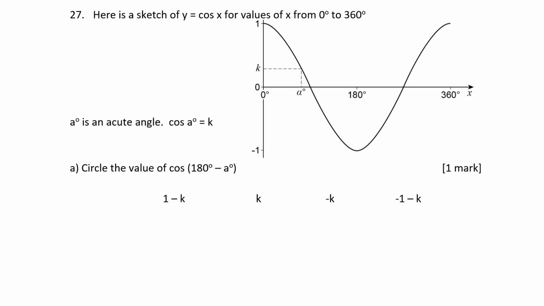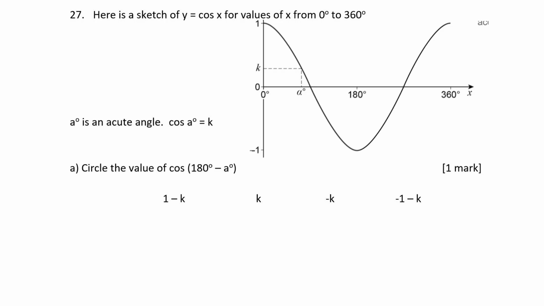Question 27. Here is a sketch of y is equal to the cos of x for values of x between 0 and 360 degrees. And we've got the very familiar cosine curve there, starting at 1 and going down to 0 when alpha or x is 90. We're told that alpha is an acute angle, and we know that the cos of alpha is equal to k. Okay, so circle the value of cos of 180 minus alpha.